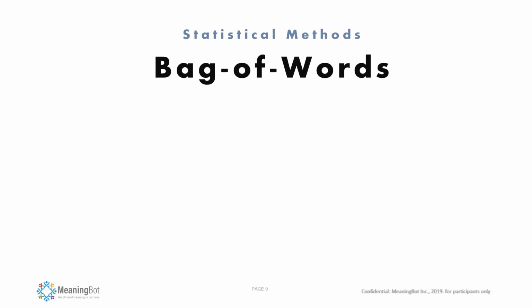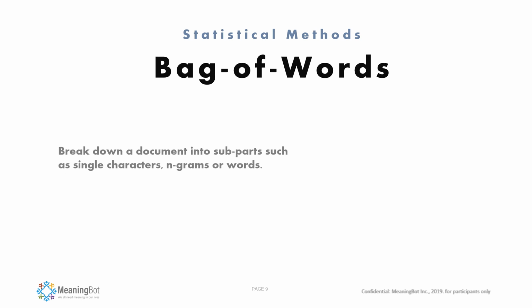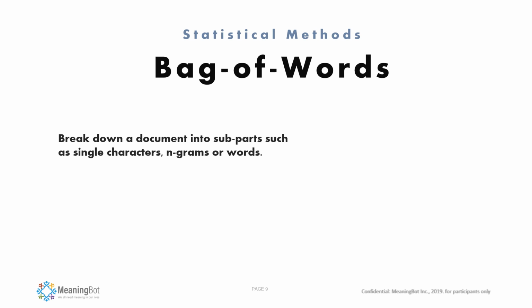So the bag of words model is a simplifying representation. It's used in NLP and information retrieval. In this model, a text, for example, a sentence or a document, is represented as the sack or the container or the bag. In essence, it's a multiset of its words, but it disregards the grammar and the word order. But it does keep what we refer to as multiplicity, which, from a mathematical standpoint, is the number of times it appears in the multiset.